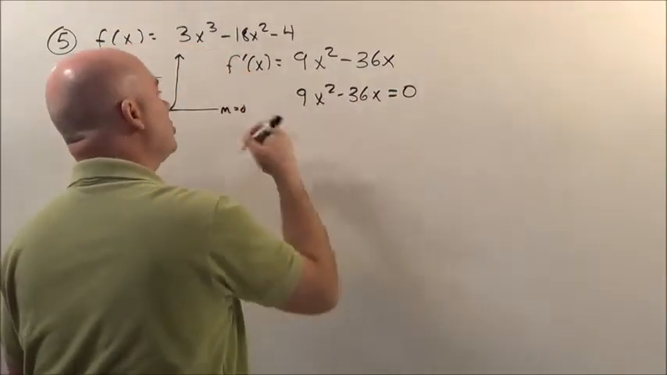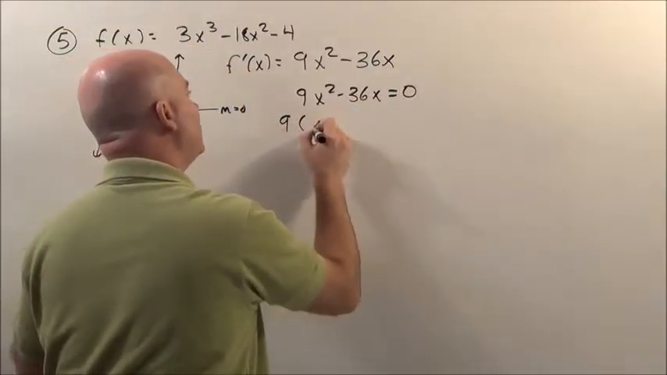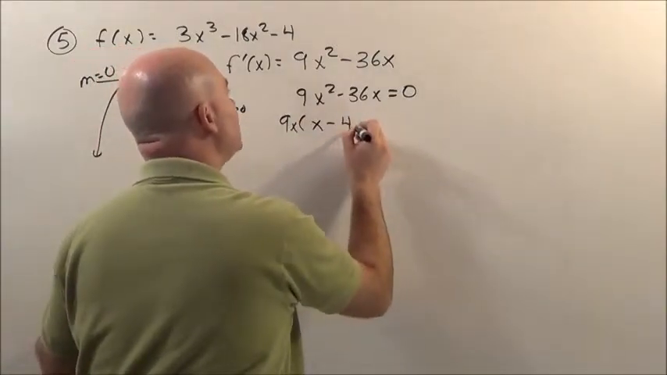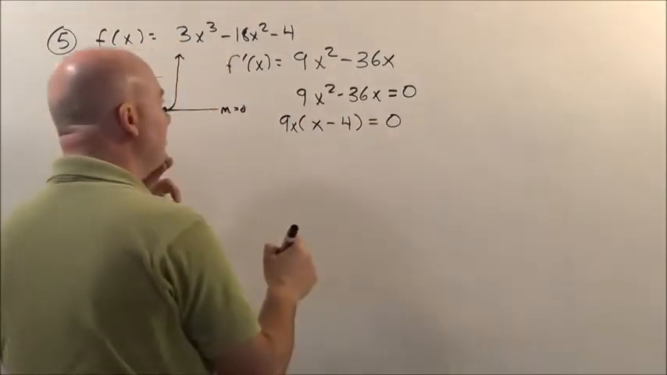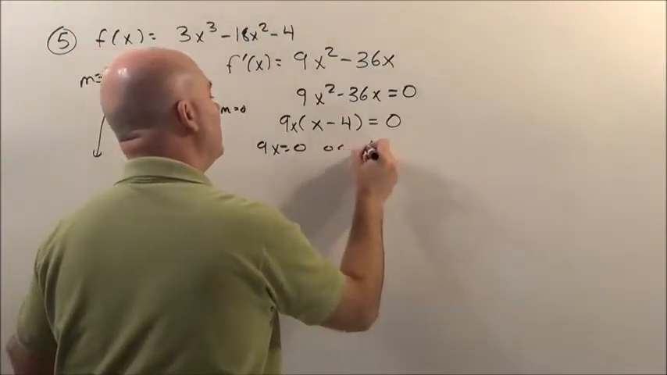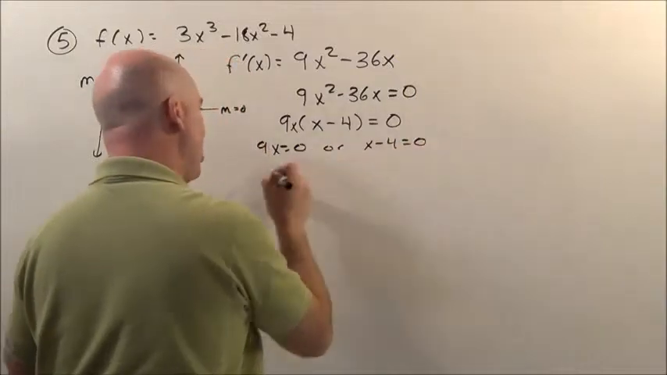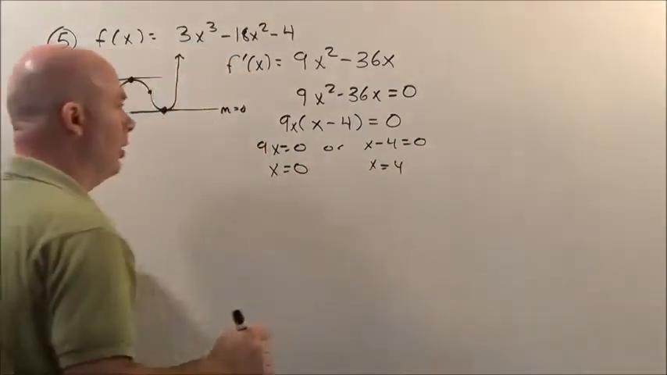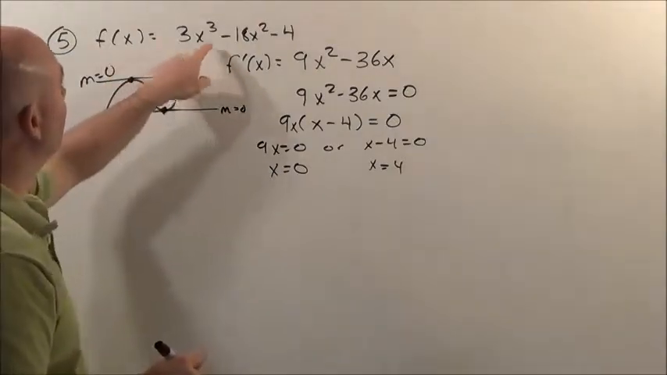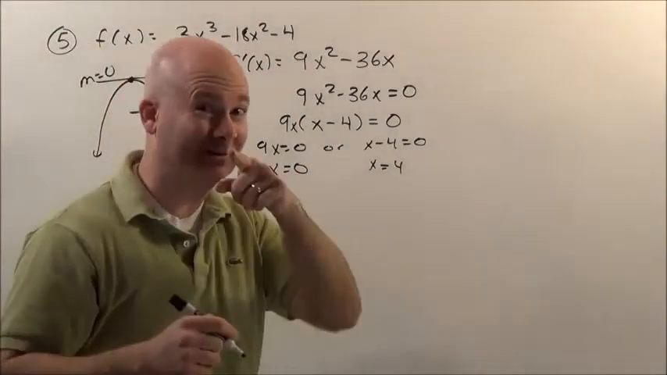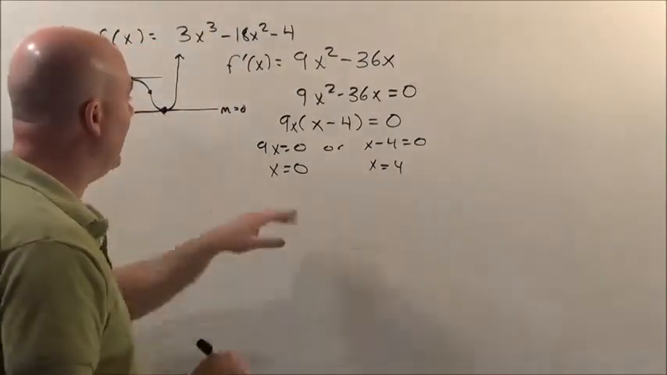Now I saw, well, a 9x comes out. I'm left behind with x minus 4 equals 0. Either 9x is 0 or x minus 4 has to be 0. Solving that, one solution is 0, the other's 4. I'm going to plug it back in here. Now I don't know whether that's the minimum or maximum. I do, but I'm not going to say. You're going to have to figure it out.